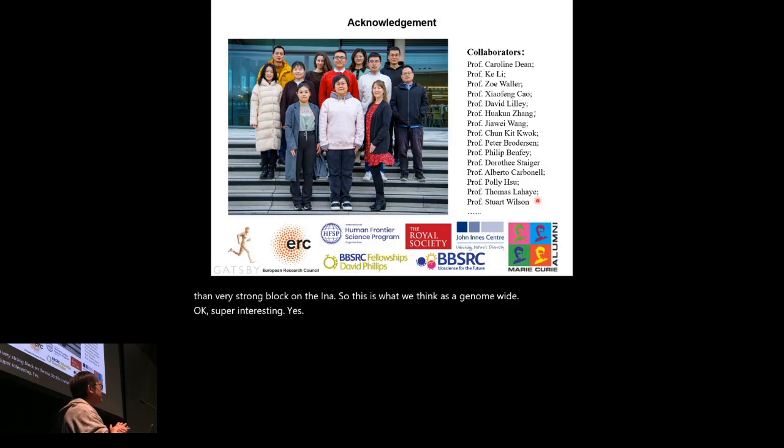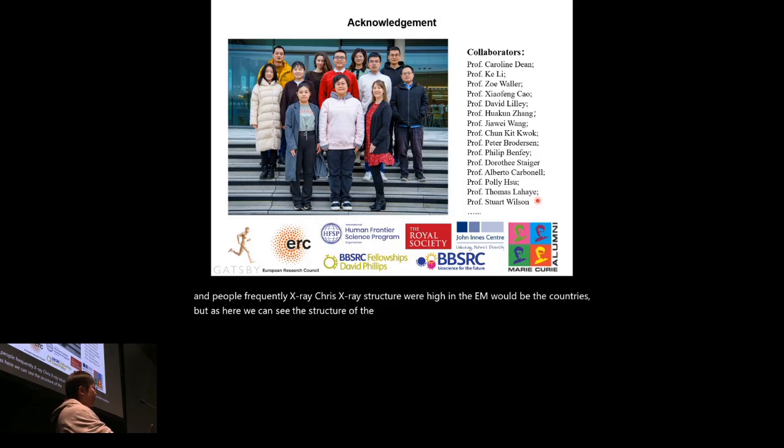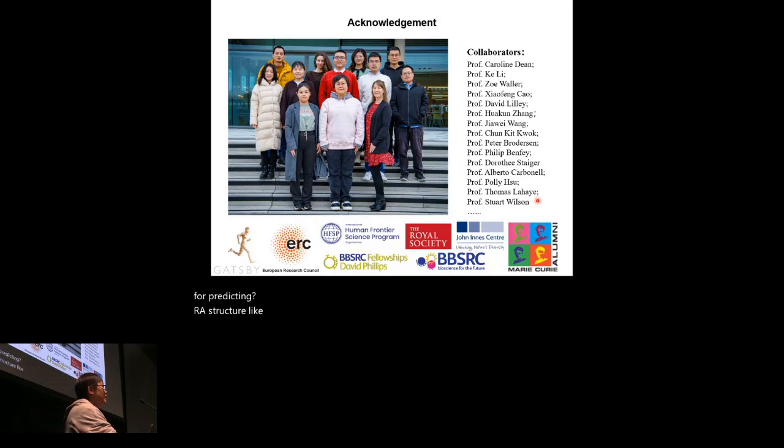In the previous panel discussion, there was this question: what is the ground truth? People frequently say X-ray structure or EM would be the ground truth. But as we can see here, the structure of the RNA molecule changes under different conditions, and that's important for understanding the biology. So I don't know if you could give some advice for the machine learning people here: what would be a good tool for predicting RNA structure? What would be important?